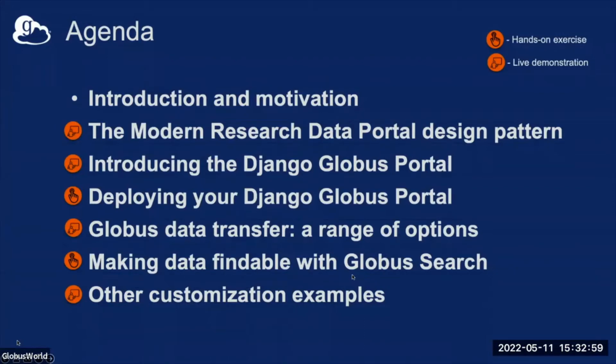And then we will introduce a couple of approaches that you can take to using Globus to get data into and out of that portal. And then we'll talk about Globus Search, which is something that we haven't really gone into depth yet today about. We'll talk about how to make data discoverable, and the Django Globus Portal does it out of the box. And then we'll wrap up with some nifty additional whiz-bang customizations that you can do of this portal afterwards, just to kind of inspire you for what could be done with this portal.